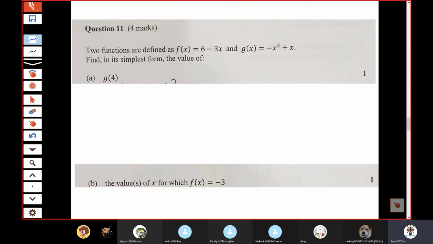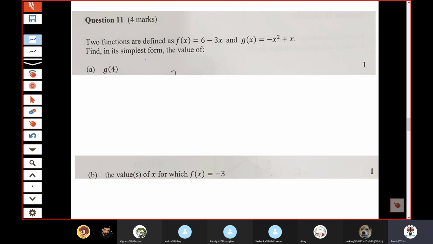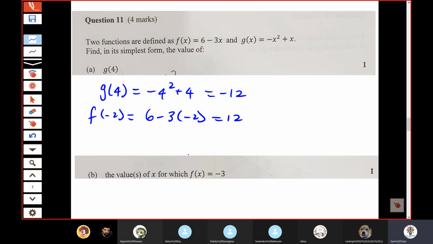Two functions are defined as f of x and g of x. Find in its simplest form the value of g of 4. Oh, very easy, very well done. G of 4, you're just going to sub it into g of x. So it'll look like this. Done. That gives you negative 16 plus 4, negative 12. Nice and simple. If I ask you what is f of negative 2, it just means sub in negative 2 into your x value. So it would have looked like this, which would have given you, in that case, 12, for example. Easy.